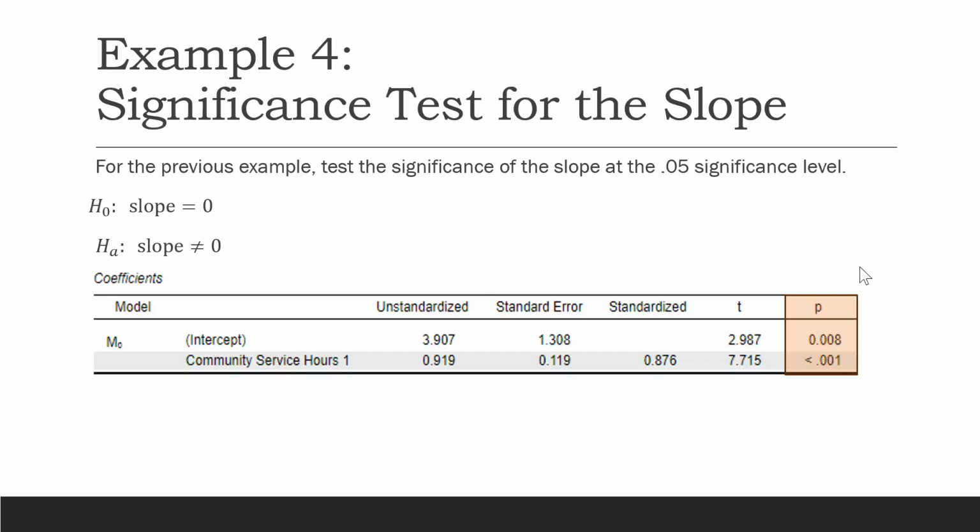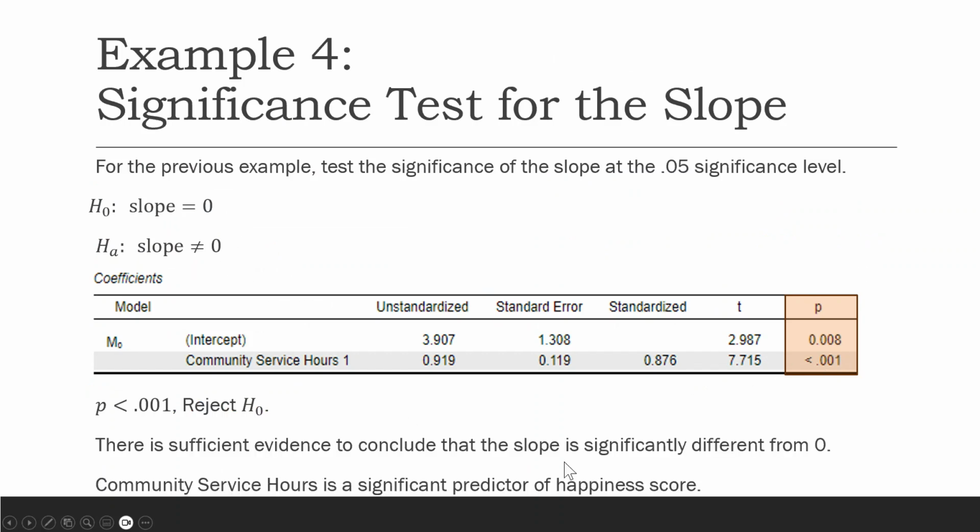And so based off of the results from JASP, we can say that we would reject the null hypothesis here, that the slope equals 0, and say that we do have enough evidence to conclude that the slope is significantly different from 0 in the population. And all that means is that community service hours is a significant predictor of happiness score. All right? And so we'll look at that to determine if something is a significant predictor or what have you.